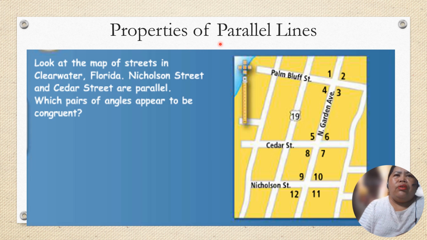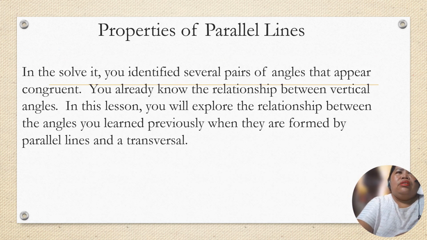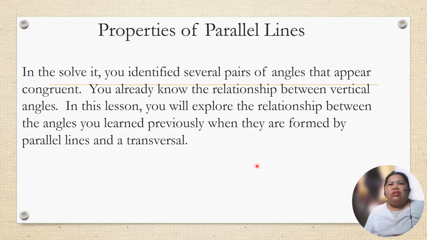Okay, so we have here a map of streets in Clearwater, Florida. Nicholson Street and the parallel pairs of angles appear to be congruent. So you identify several pairs of angles that appear congruent. You already know the relation between vertical angles. So in this lesson, we'll explore the relationship between the angles learned previously when they are formed by parallel lines and a transversal.